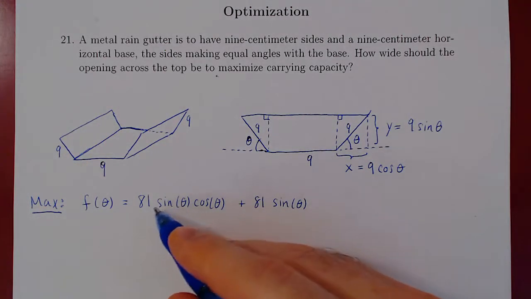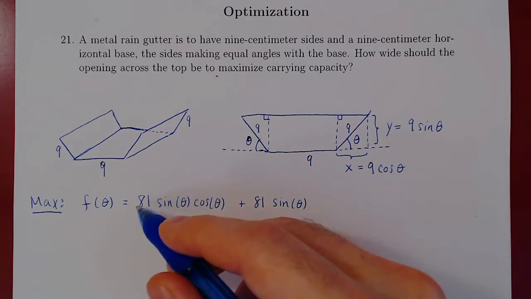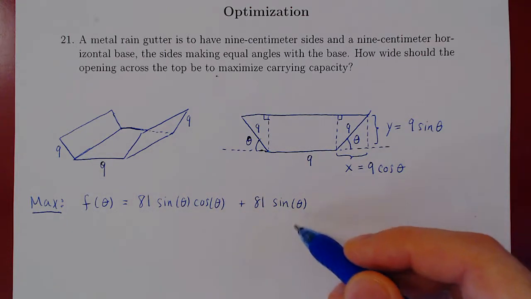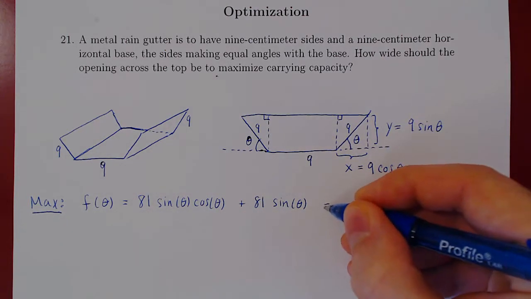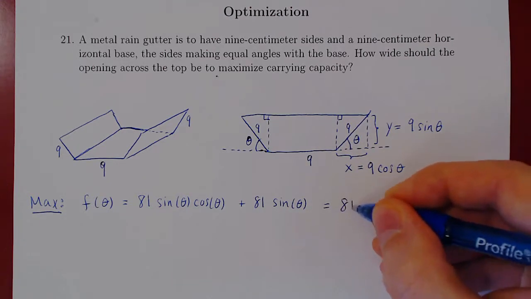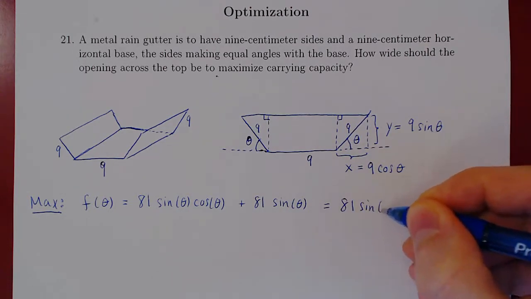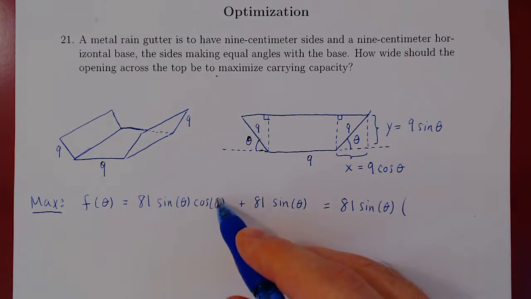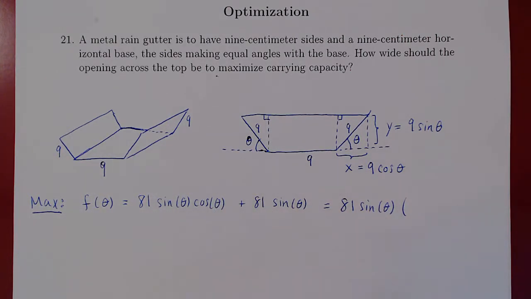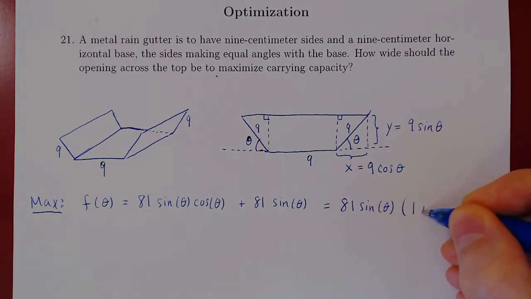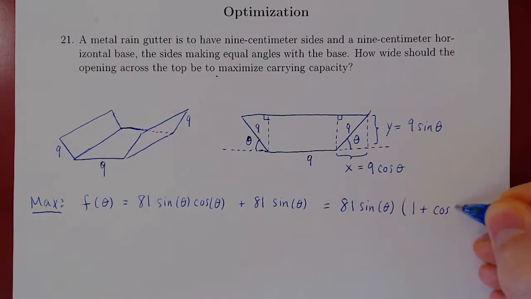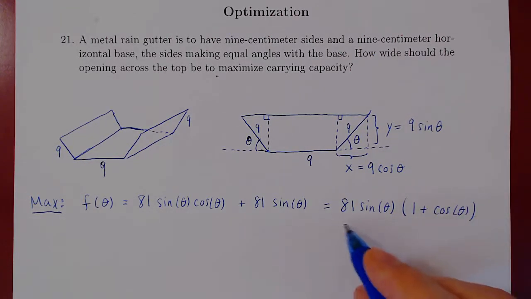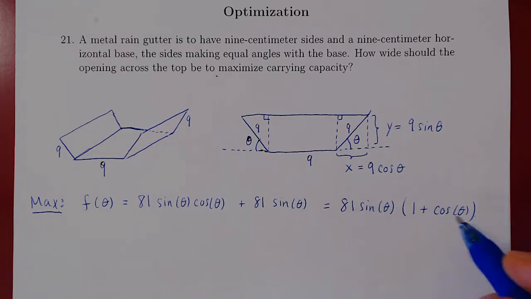If you notice though, we can simplify a little bit. We can factor from both terms an 81 sine of theta. The function ends up being 81 sine of theta times, if you factor this, you're left with cos of theta plus 1. If you prefer, 1 plus cosine of theta. That is the function we want to maximize as a function of the angle at the base.